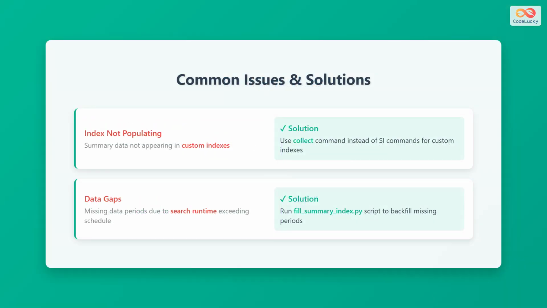Two common issues can occur during summary indexing implementation. The first issue is when your summary index is not populating with data, which typically happens when trying to use standard commands with custom indexes. The solution is to use the collect command instead of SI commands when working with custom summary indexes.